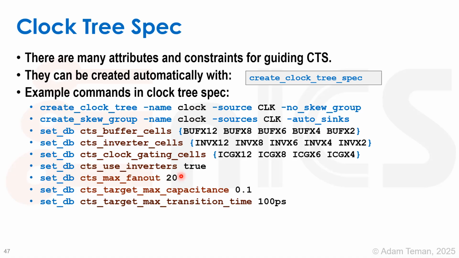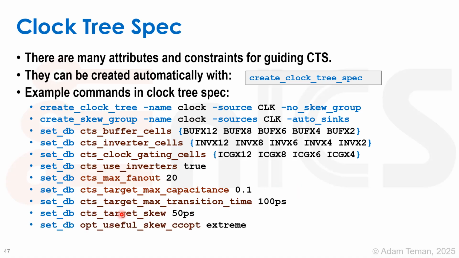CTS max fan out, that's going to say what the max fan out of each one of these buffers is going to be. The target max capacitance and max transition time, these are DRVs. These 3 are DRVs that are specific for CTS, so they override the DRVs of the regular SDC or the regular lib files and put some sort of a CTS specific DRV target.